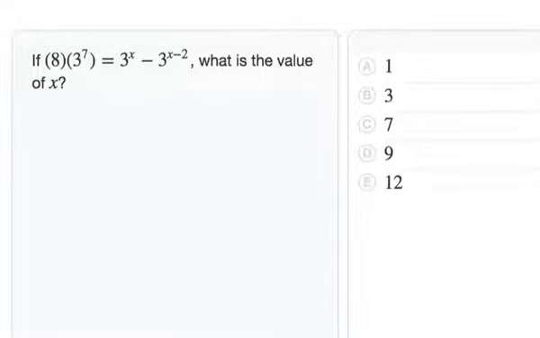To solve this question, we're asked what is the value of x for this equation? So we're essentially looking for what value of x, what number, if we plug it into here, is going to satisfy and make the left-hand side equal to the right-hand side. So there's a couple options that we can use.